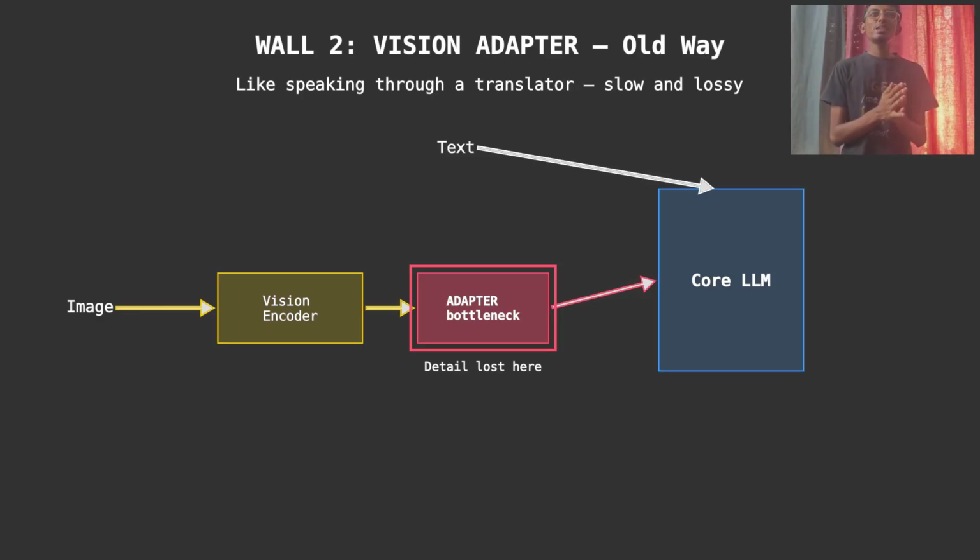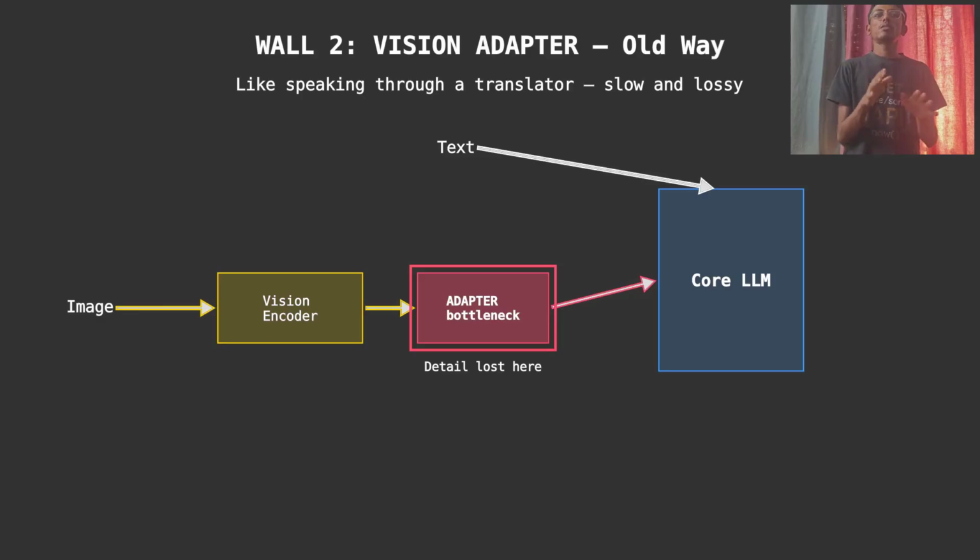But this is like speaking with a translator, right? If you don't understand my language and I have to speak through a translator, the translator remains the bottleneck. His speed and accuracy are going to determine the main focus of the conversation between us. Similarly, here the adapter is the bottleneck for how well the model is able to understand the images that you feed.